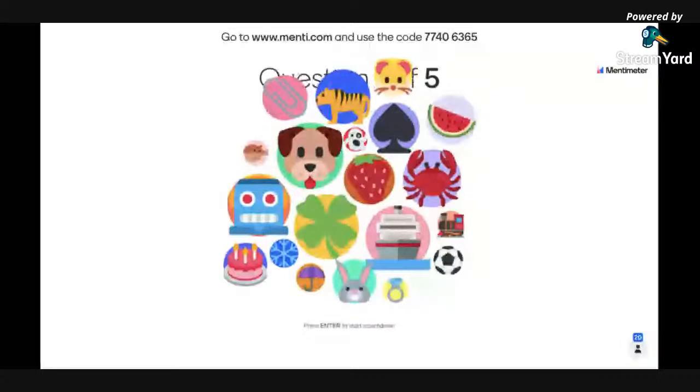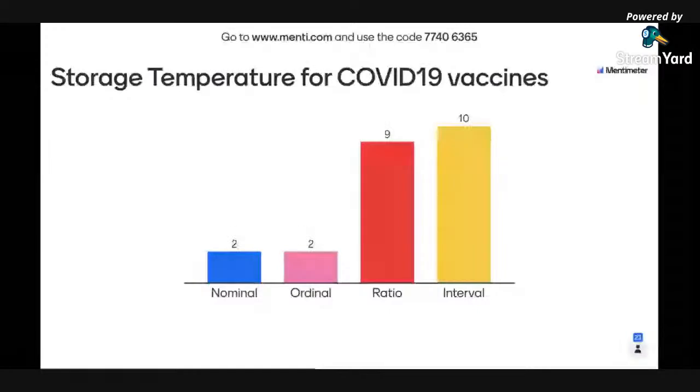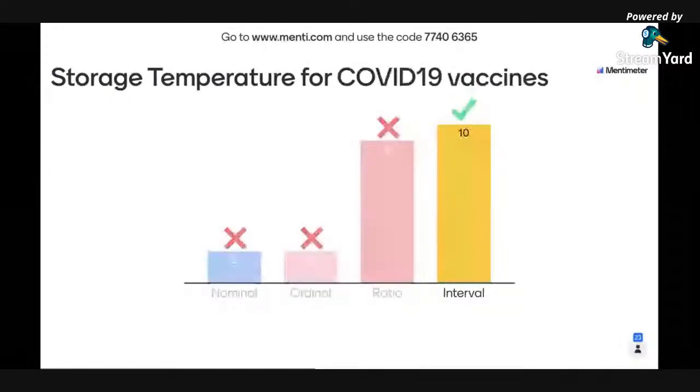Here we go. Storage temperature for COVID-19 vaccines. There is a storage temperature for COVID-19 vaccines, right? So what could that be? Is it nominal, ordinal, ratio, or interval? The answer is... Wow, all 23 have voted. Of course, it's interval. We gave an example of that earlier. So, only 10 got the correct answer.